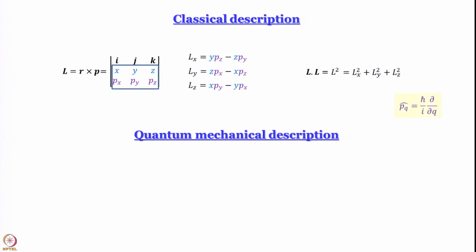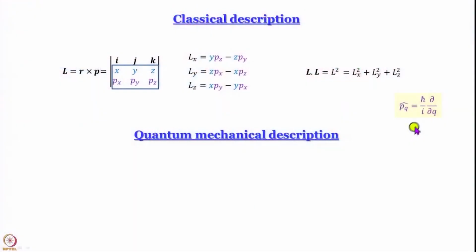While doing that, x hat is very simple. Remember, p_q hat, where q can be x or y or z, is h cross by i del del q, or you can write minus i h cross del del q. In the later part we have actually used that minus i h cross, it means the same, it is no big deal, do not forget. The way I remember it is that if i is in the denominator, then it is positive, if i is in the numerator, then it is negative. H cross always is in the numerator, of course.